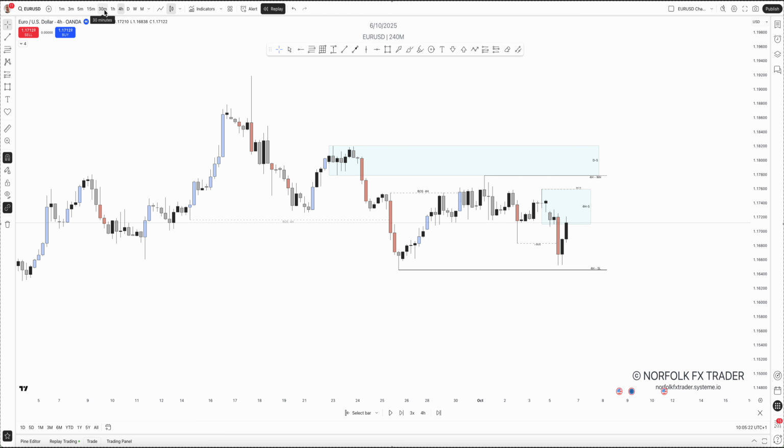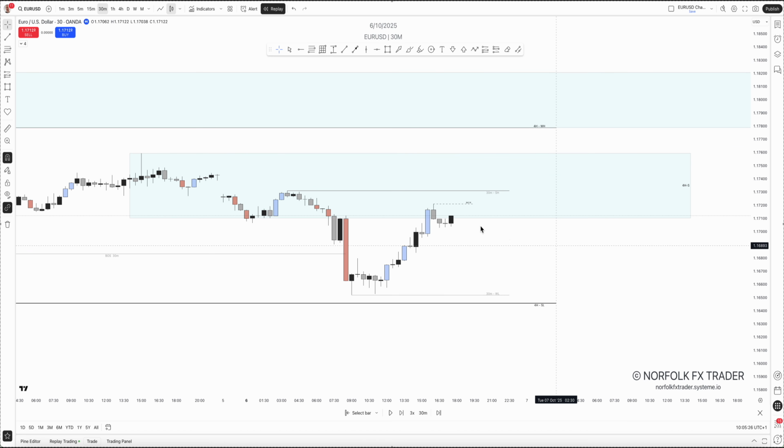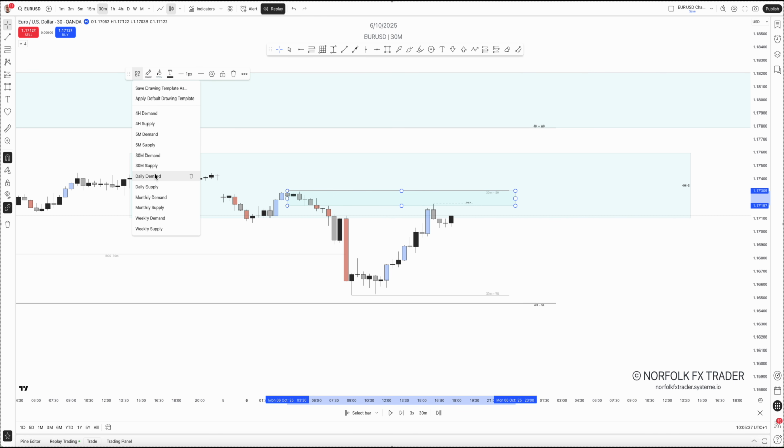This is where we start aligning our time frames of choice. Again, using the tool here, we're going to see this already plotted, and we're now looking for the market to come back into the 30-minute. So this is my 30-minute area of potential supply. So I'll mark that off as a 30-minute supply.